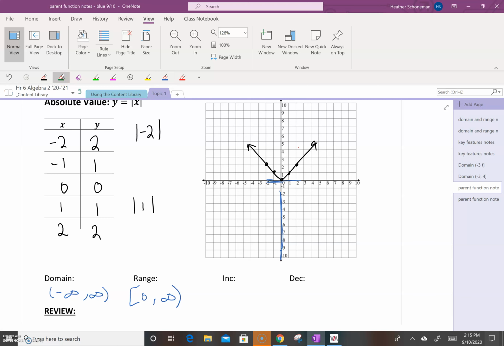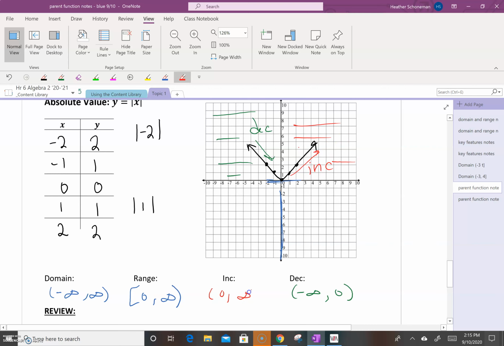Increasing and decreasing, that's riding the roller coaster. From left to right, this is going down, this is decreasing. So this section is decreasing. So from -infinity to 0, it's decreasing. Then it turns a corner, and as we go from left to right, now it's going up. So this section is increasing. So it starts where the other one leaves off. So from 0 to infinity, it's increasing.